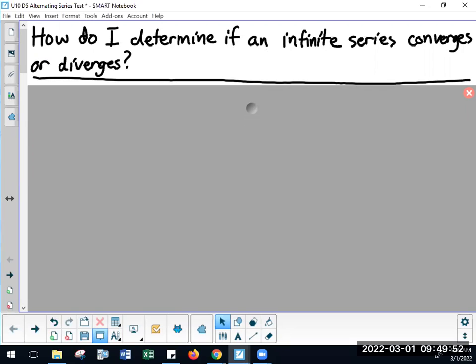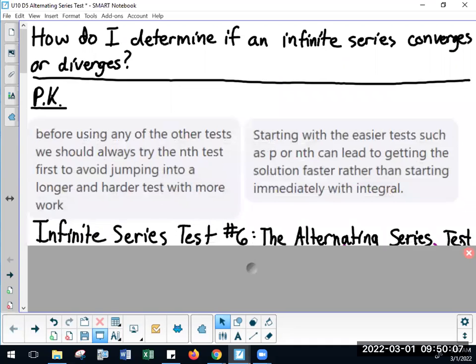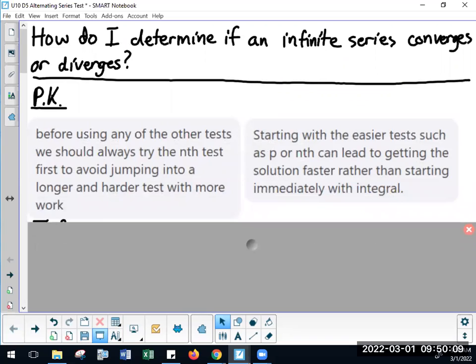Unfortunately, the nth term test lets us down. The nth term test will tell us if something diverges, but it won't tell us if it converges. It's inconclusive, which is not particularly helpful. But I think that these tips from students past are beneficial observations.